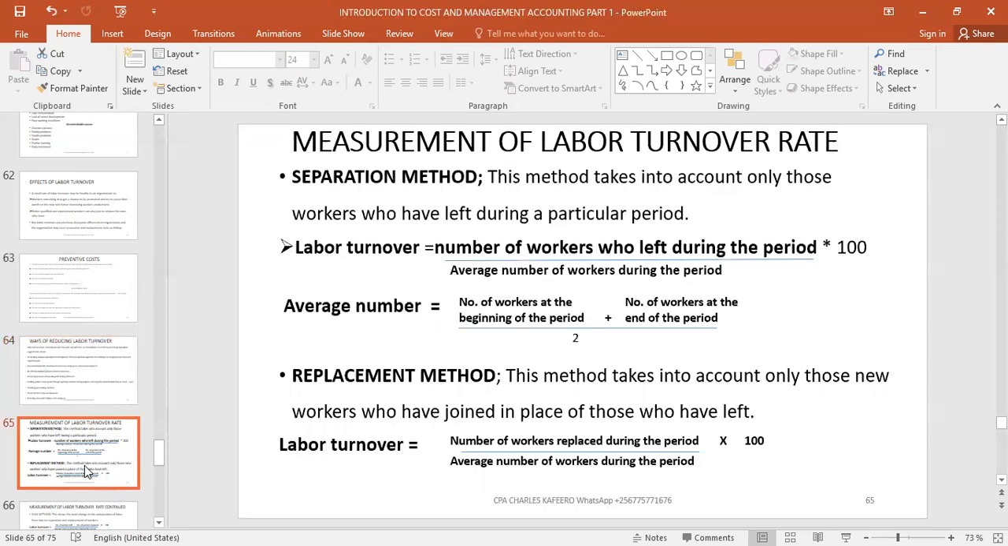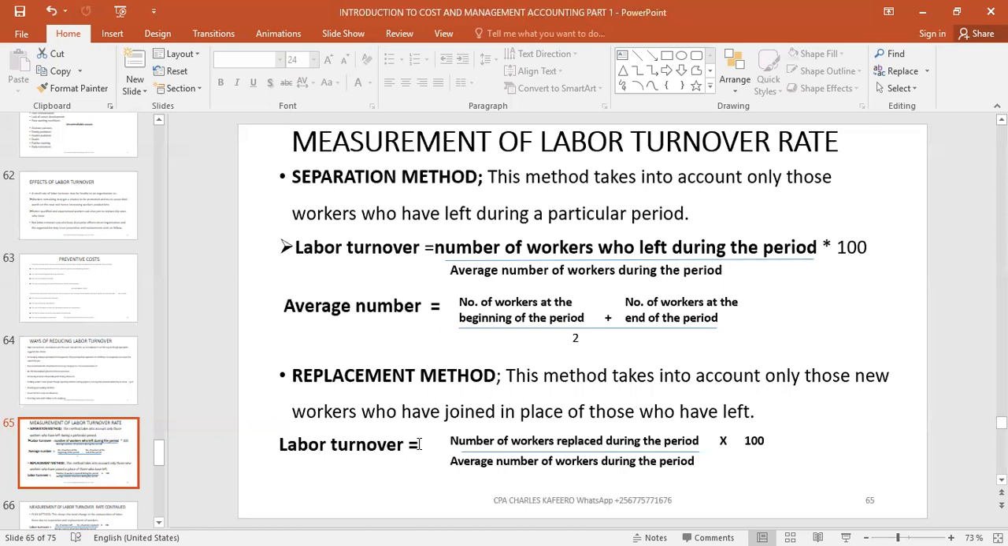Then we are going to look at the measurements. How are we measuring the labor turnover rate? We have three methods which we can use to determine the labor turnover: the separation method, the replacement method, and the flux method. The first one is the separation method. This method takes into account only those workers who have left the organization during the period.